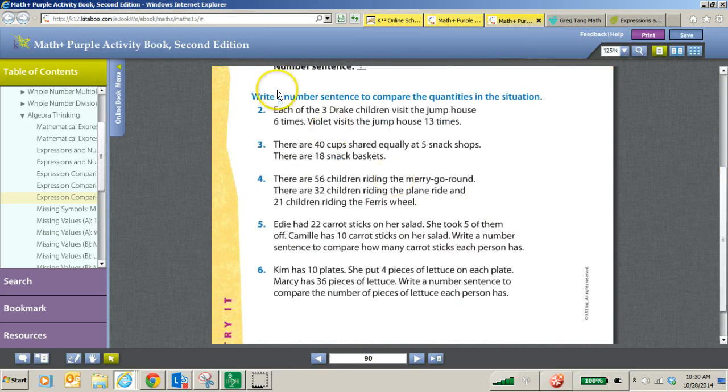Let's take a look at this one. It says write a number sentence to compare the quantities in the situation. Each of the 3 Drake children visit the jump house 6 times. Violet visits the jump house 13 times. So we are going to write a comparison to see which one happens the most. 3 Drakes, each goes 6 times, so 3 times 6 is greater than 13. So the Drake children visit the jump house more times than Violet does.